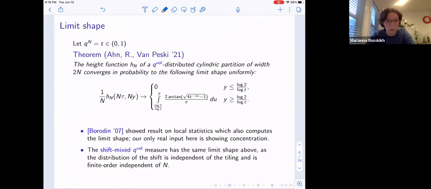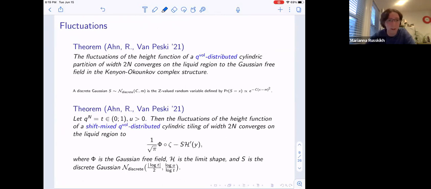And here are the results. For both cases, the Q to the volume measure and the shift-mixed Q to the volume measure, we found a limit shape, which was actually already computed in the paper by Alexei Borodin, and our only real input is showing some concentration. Other results which are really new and weren't studied before are fluctuations of the height function for cylindric partitions. And here are the main results.